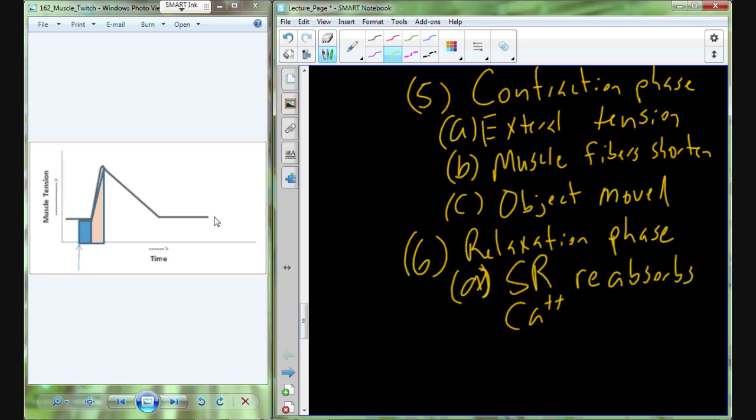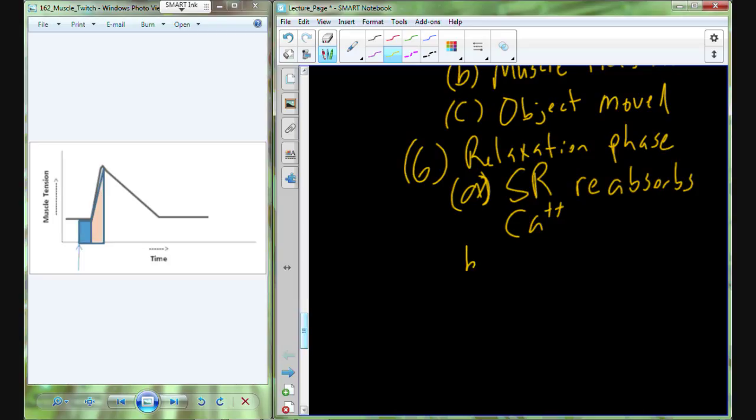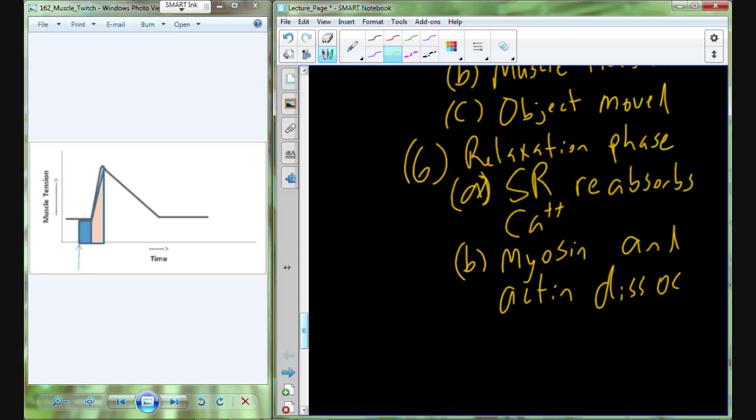And this results in myosin and actin no longer being able to associate, so they dissociate. When we don't have calcium in high levels in the cell, tropomyosin and troponin are going to move back over the active sites, and they're going to block the active sites.